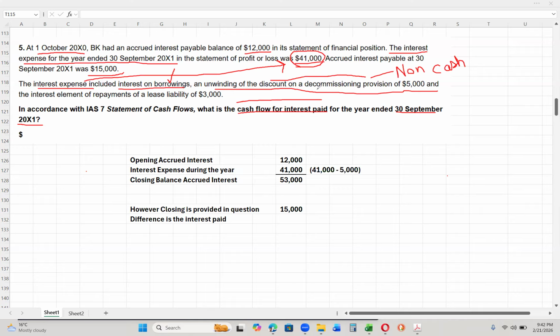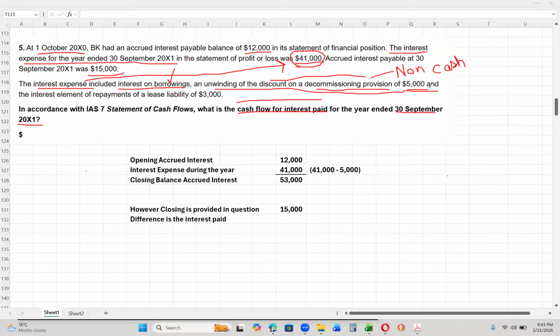Like after we have used this land, we have to replenish it back. There's a decommissioning provision. So we took the present value, and now when we unwind it, there is this finance charge. So there is no cash that has to be paid for this unwinding. So this should not be part of the interest, because using this interest value, we are trying to calculate how much cash is paid. Okay, so that's why we say that the interest expense should not include this one.